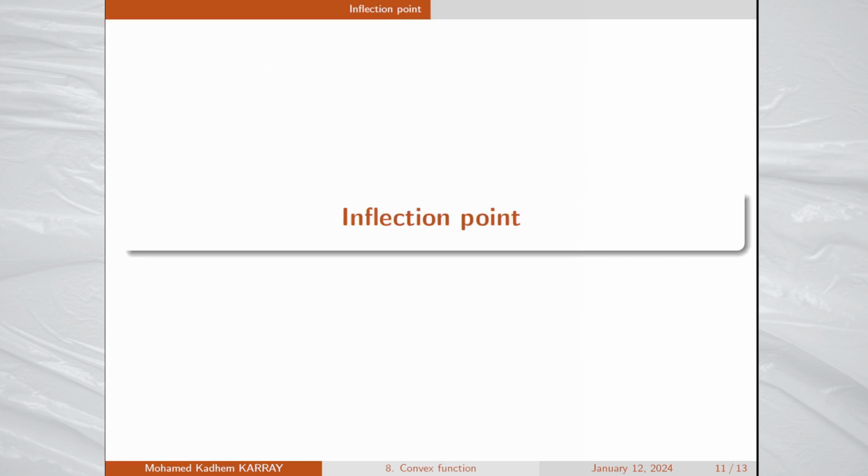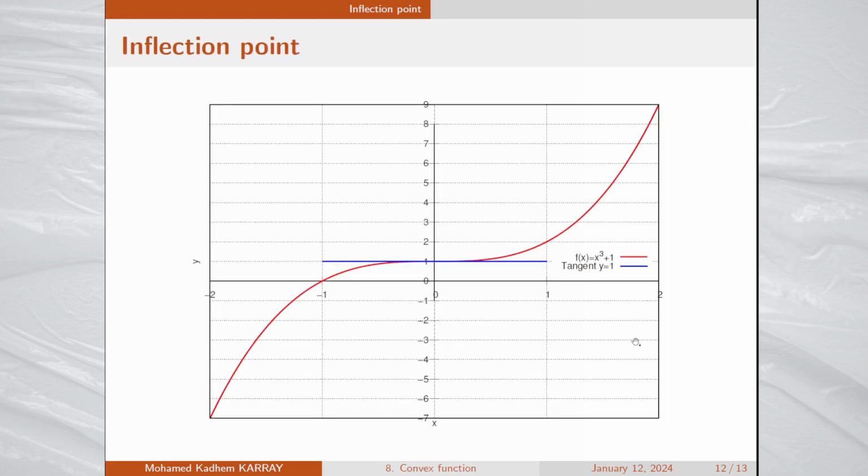The last part of this lesson concerns inflection points. So I want to define some property here of this point, saying that the curve is going through the tangent at this point. And this is what we call an inflection point.